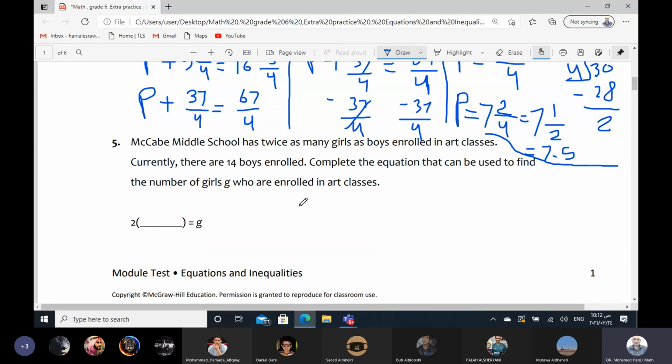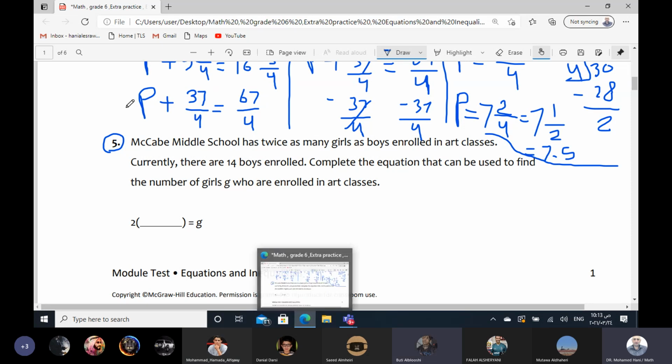Okay. Who can read exercise number 5, please? Bati, are you here? Yes, Mister, I'm here. Can you read exercise number 5, please? Yes, Mister. Start, please.